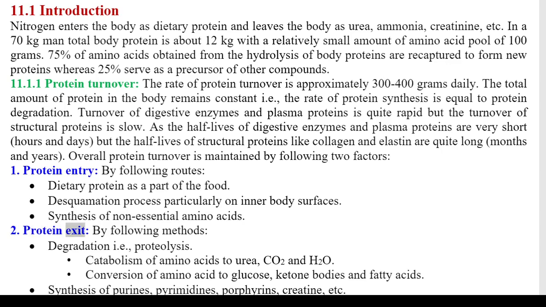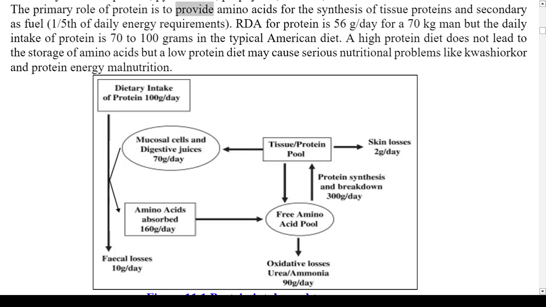2. Protein exit, by the following methods. Degradation, i.e., proteolysis. Catabolism of amino acids to urea, CO2 and H2O. Conversion of amino acids to glucose, ketone bodies, and fatty acids. Synthesis of purines, pyrimidines, porphyrins, creatine, etc. The primary role of protein is to provide amino acids for the synthesis of tissue proteins, and secondarily as fuel, 1/5 of daily energy requirements.